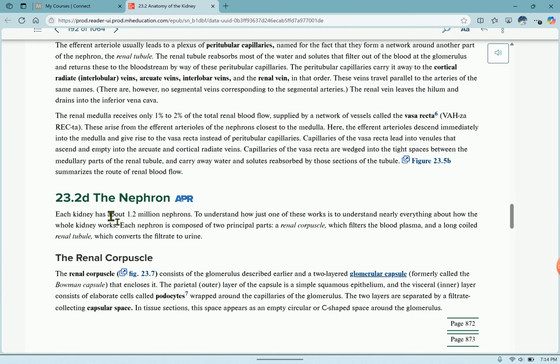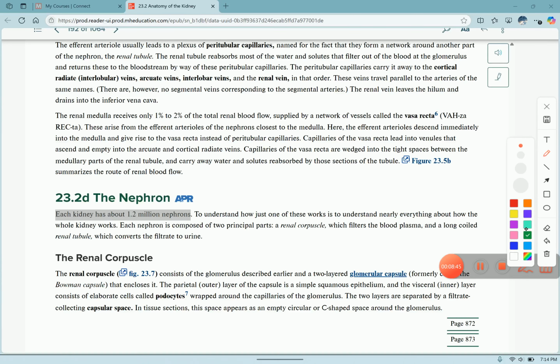Okay, each kidney has about 1.2 million nephrons. That's a lot of nephrons, and one of the ways in our society that people hurt their nephrons is by overconsumption of NSAIDs. Okay, NSAIDs stands for non-steroidal anti-inflammatory drug, also known as ibuprofen, under brand names like Aleve and Advil.